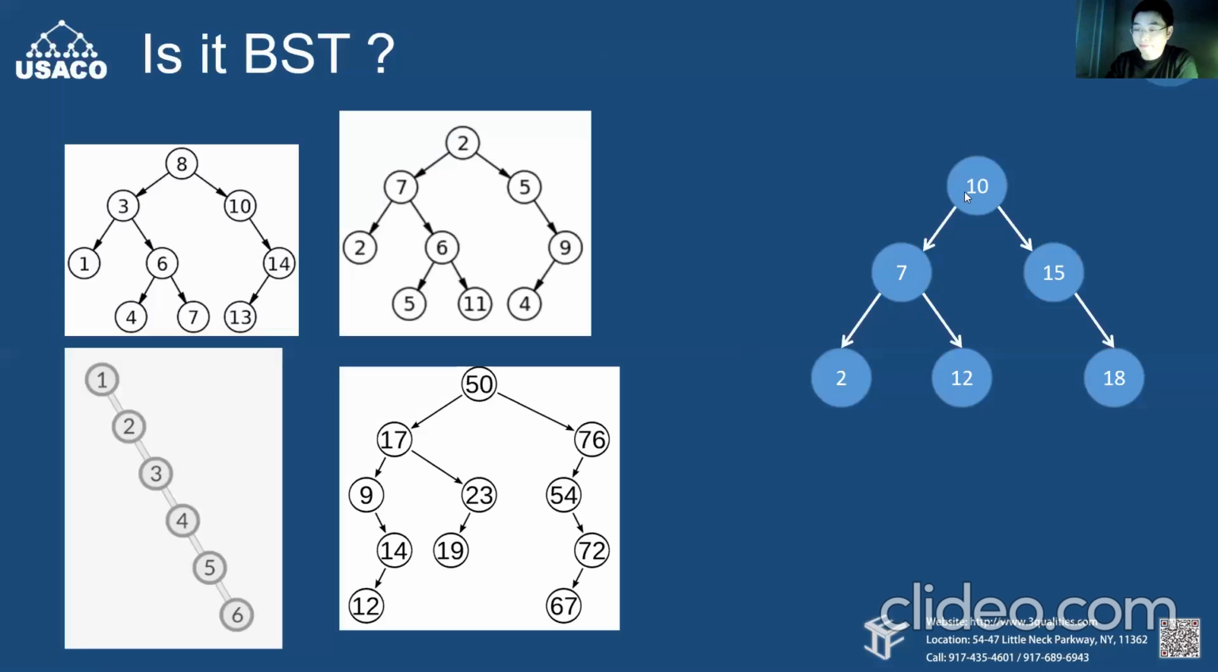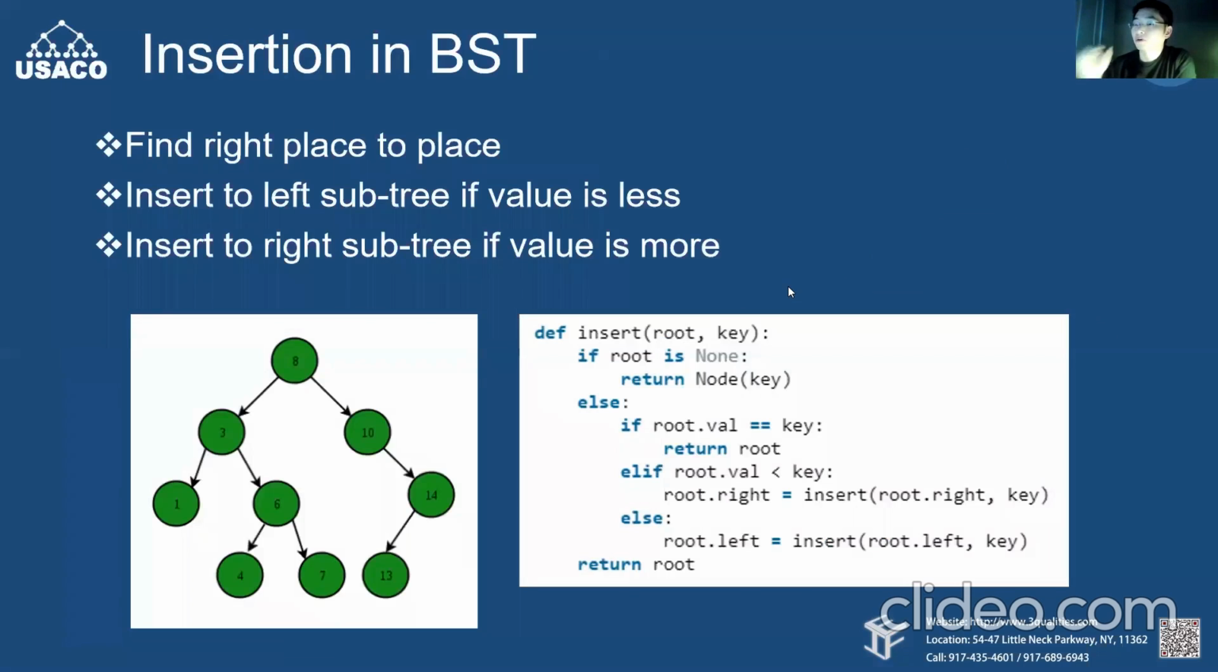Am I right? What did I say? All the left nodes have to be smaller than the middle one, but 12 is not smaller than 10. So it's not a valid BST tree. Okay, so that's very important. You have to remember all the nodes on the left are smaller than the middle, and the right nodes are bigger than the middle. Okay, so we understand the BST tree.